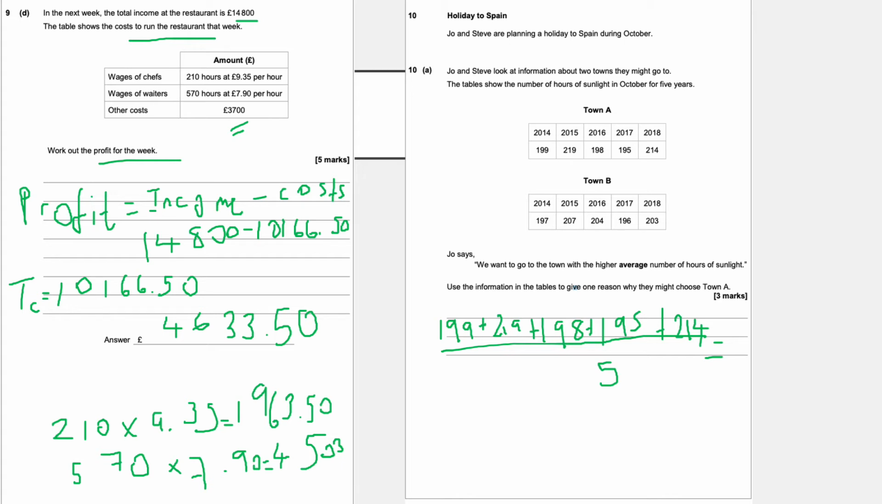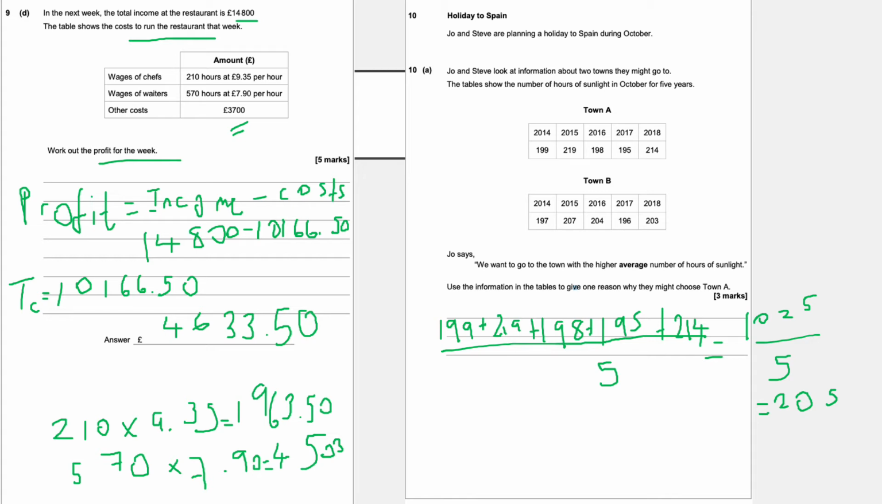So 199 plus 219 plus 198 plus 195 plus 214. Press equals, I get 1,025. Divide that by 5, I believe the answer should be 205. Yep, so the answer is 205. And let's compare this number with Town B and show that it's bigger.